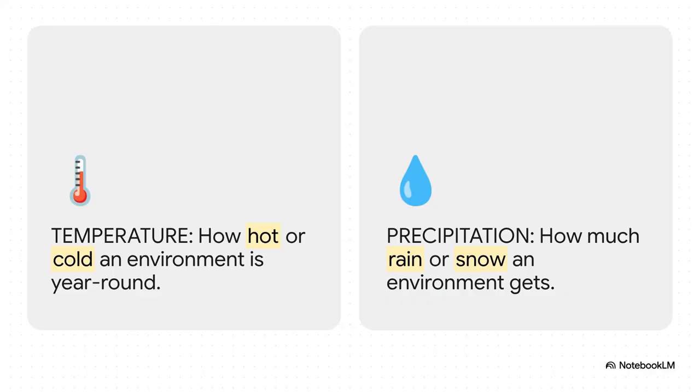And what controls the climate and the plants? It's amazing, but it all really boils down to just two things. Two master architects that shape everything. Temperature, which is just how hot or cold it is, and precipitation, which is how much rain or snow a place gets. That's it. Those two forces are what sculpt every single biome on Earth.